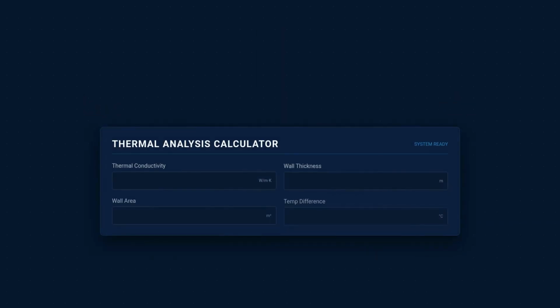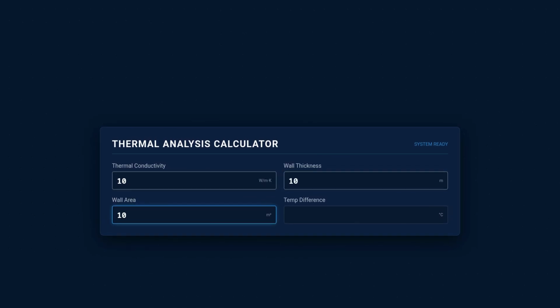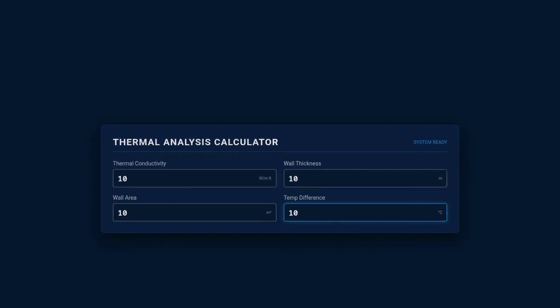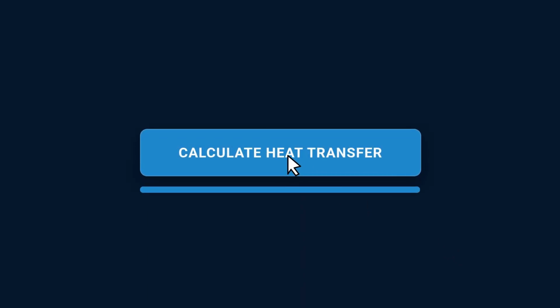For our example, I'll input 10 for thermal conductivity, 10 meters for wall thickness, 10 square meters for wall area, and 10 degrees Celsius temperature difference. Once all variables are set, click Calculate Heat Transfer to generate your results.